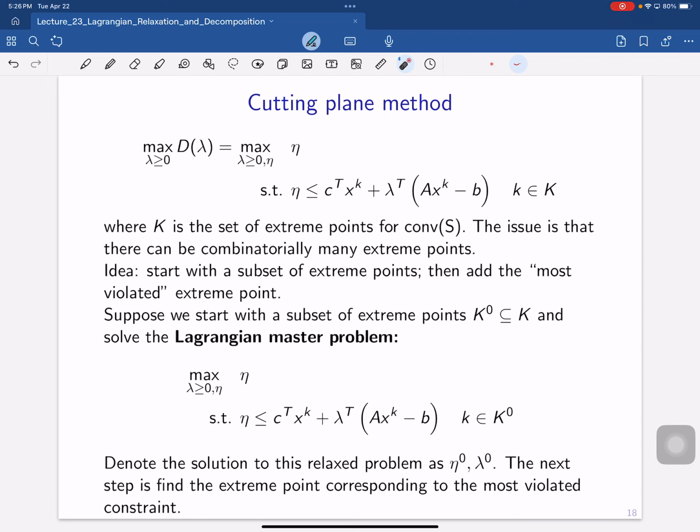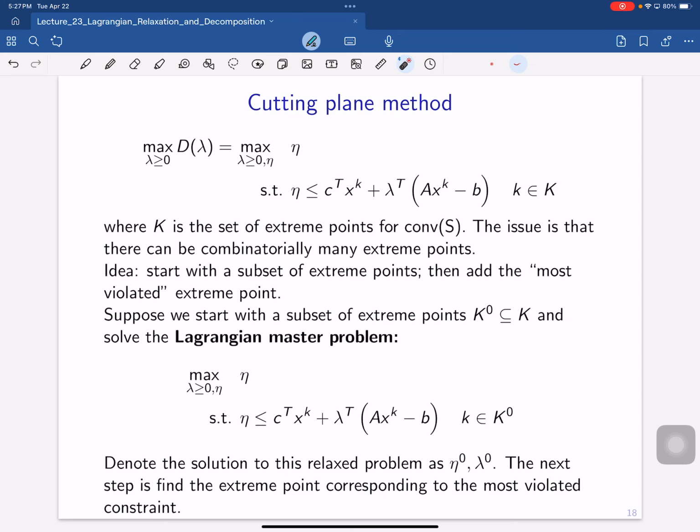Now the idea is you start with a Lagrangian master problem where let's assume this set K0 is a very small subset of all the extreme points. You could warm start using some of the extreme points. Now let's denote the solution to the master problem as eta 0 and lambda 0.